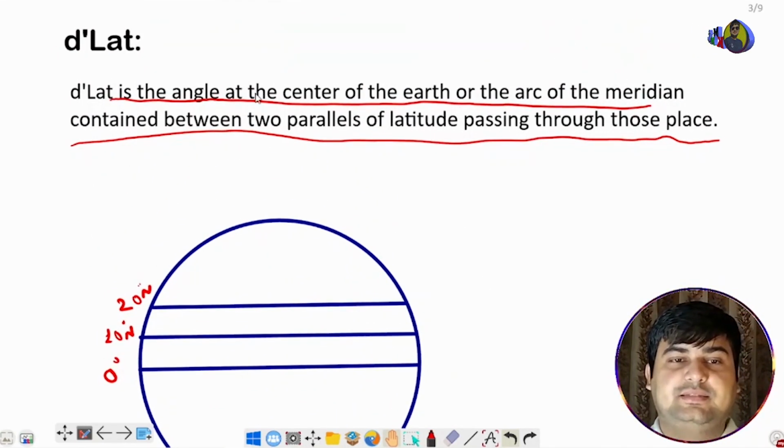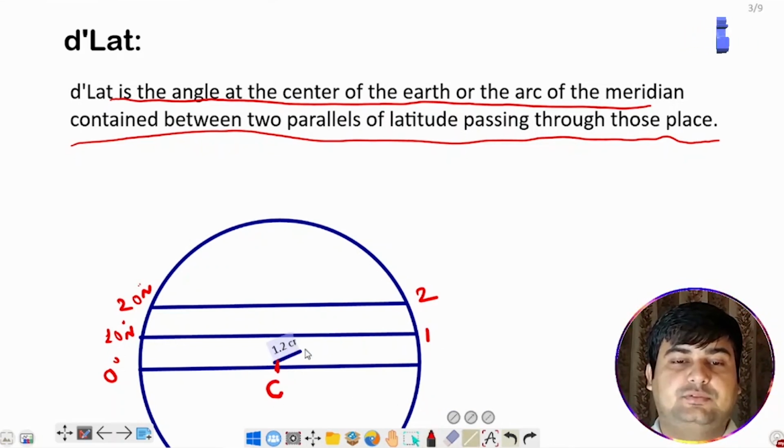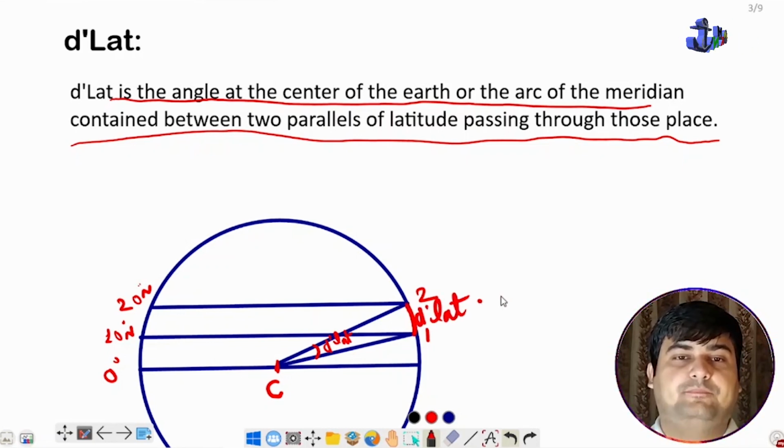So D-lat is the angle at the center of the earth or the arc of the meridian contained between two parallels of latitudes. So this is one parallel of latitude, this is the second parallel of latitude, this is the center of the earth. And one more we will draw from here to here. So this angle is called D-lat, or this arc is called D-lat. Okay, this is what D-lat is.